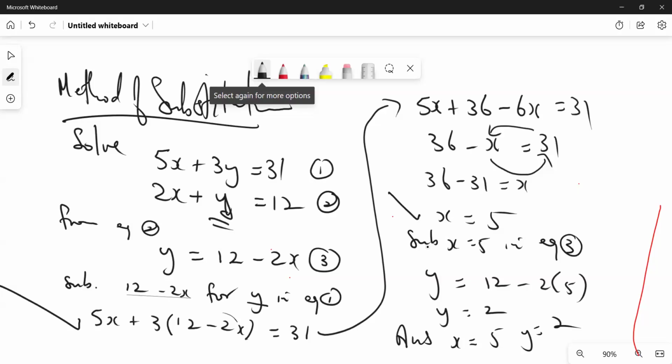Now that we know x, we can further substitute x equal 5. We can do it in any equation, we can do it there, we can do it there. I just choose to do it in this third one because you can get y directly there. So I substitute in equation 3, and I get y equal 2. So I've been able to find x and y through substitution.